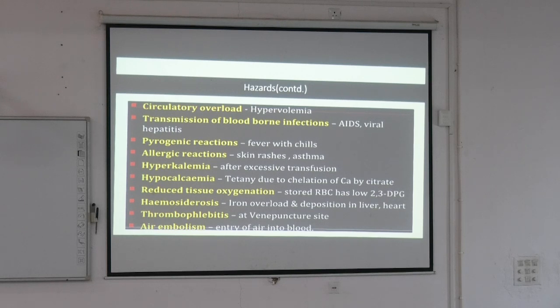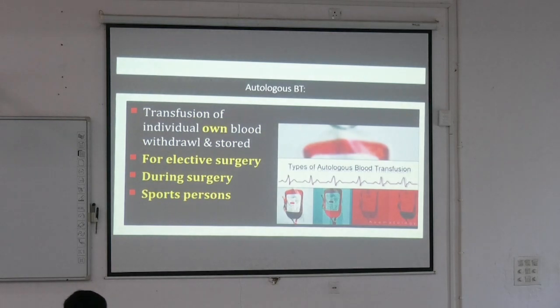Air embolism: unintentional injecting of air through the vein. If it is a substantial amount, it may cause death to the patient. So these are all long-term hazards or complications you should memorize and take care of, whether in your clinical practice or everyday practice.